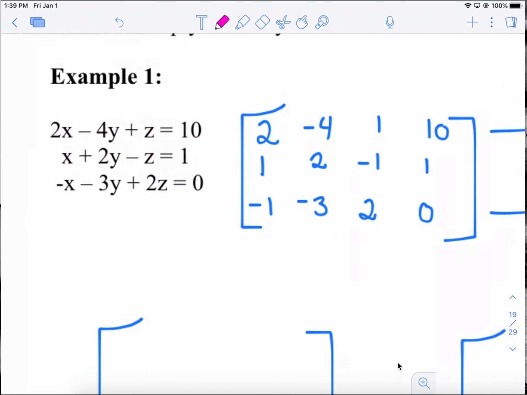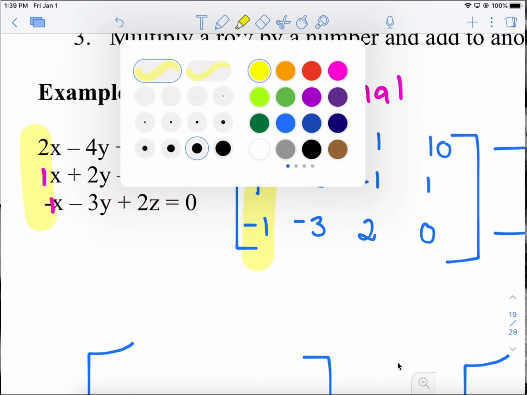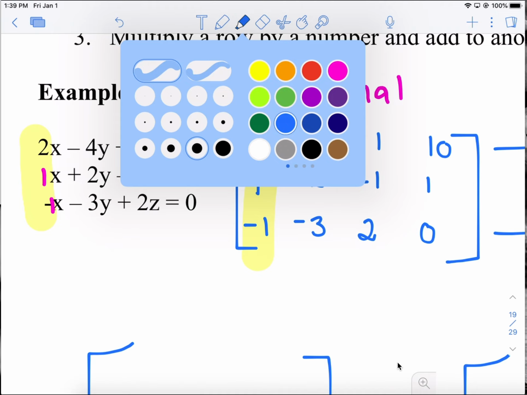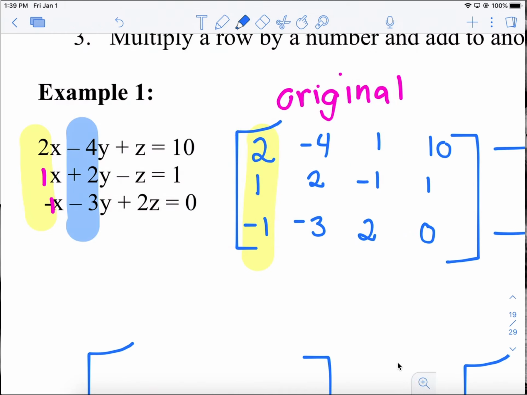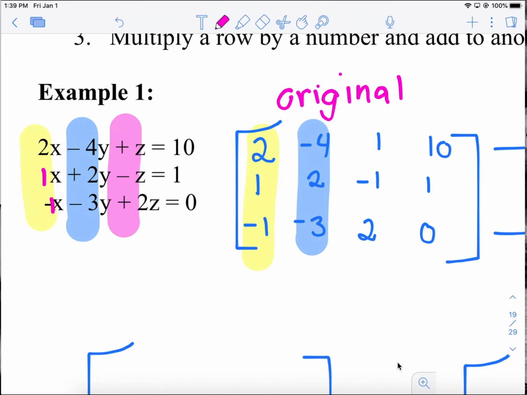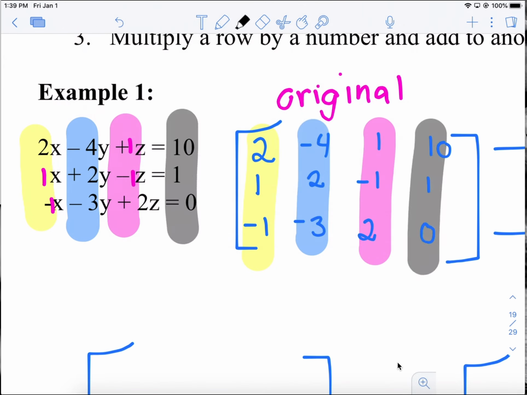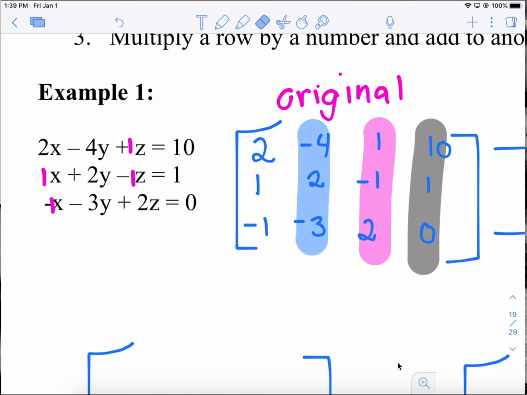All right, so first of all, let's talk about how I make the original matrix. In the original, all you are doing is taking each of the coefficients and turning them into a row. So all the numbers that come in front of the x, 2, 1, and a negative 1, that makes this column. If I take all my coefficients that are with my y, negative 4, positive 2, 3, that makes my middle column. If I take all my coefficients on the z, that gives me the plus 1, negative 1, plus 2. That's my third column. And finally, all of my equal numbers, that makes my fourth column. Okay? That's where my original matrix comes from.